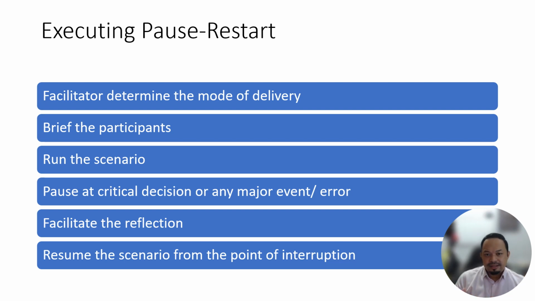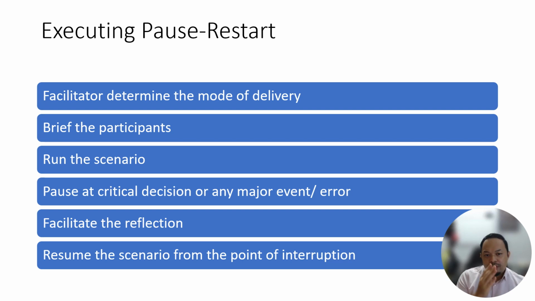Example of an error: let's say your simulation activity is about cardiac arrest resuscitation, and during that simulation activity, you observe that your participant doesn't shock or defib the patient when the rhythm shows a shockable rhythm. So you can pause, and you're going to debrief them on why they didn't shock the patient, or what the indication is to shock the patient, and so on. And after that, you continue from that part, and you continue until the end of the scenario.